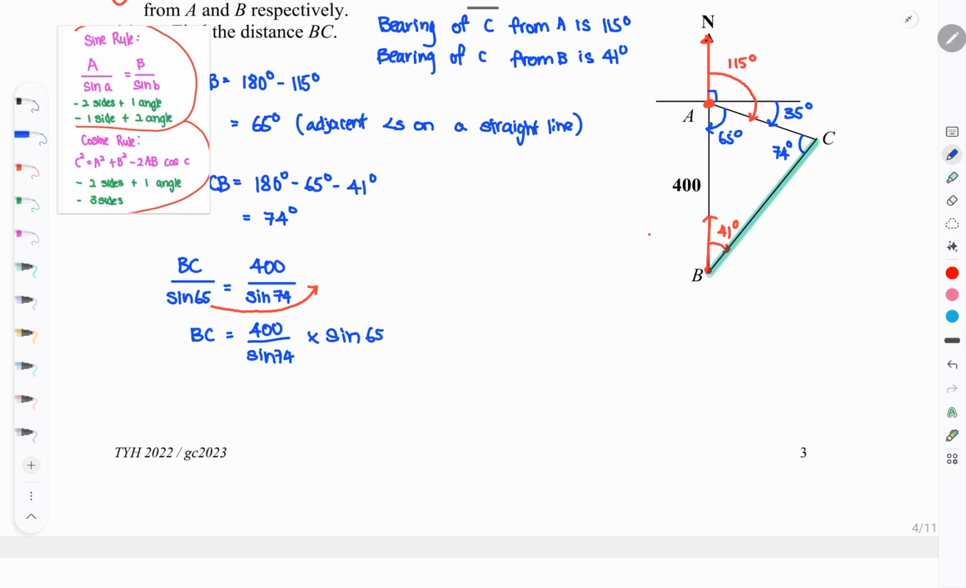I type this into my calculator. I get 377.1325. I round off, it will be equal to 377 meters. This is 3 SF.